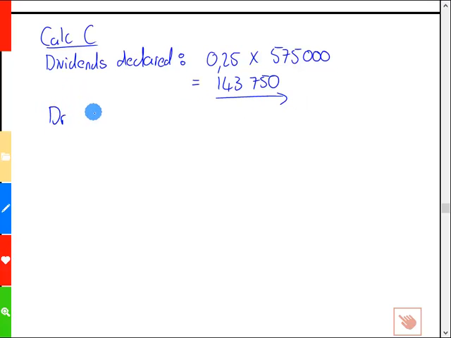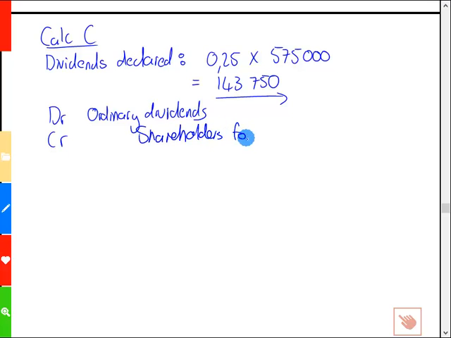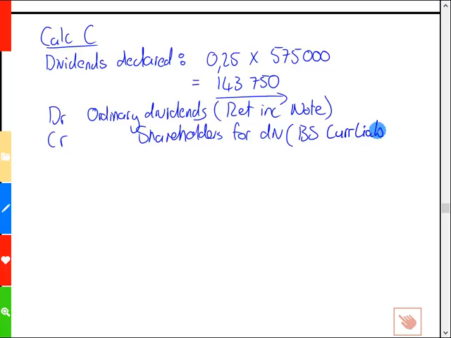And what are we going to do with this? The debit goes to ordinary dividends. The credit goes to shareholders for dividends. This amount here, ordinary dividends, is going to be disclosed as part of the notes under the retained income note. And the shareholders for dividends is going to be disclosed in the balance sheet under my current liabilities. You can disclose it separately, or you can do it as part of trade and other payables.